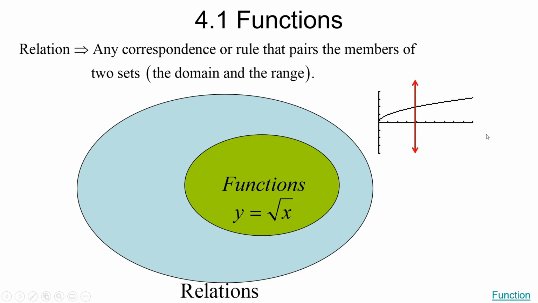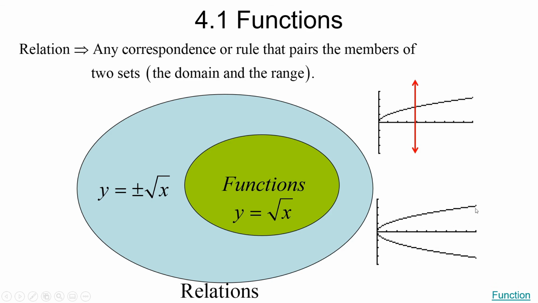So let me give you an example of a relation. How about if I change this y equals the square root of x to y equals plus or minus the square root of x? Now, again, the plus root x is this graph right here. And then if I take the opposite of that with this minus out front, that's just going to take this graph and have another branch that is reflected in the x-axis, so it'd be down below. All right, and that is a relation because there is a correspondence between two sets.